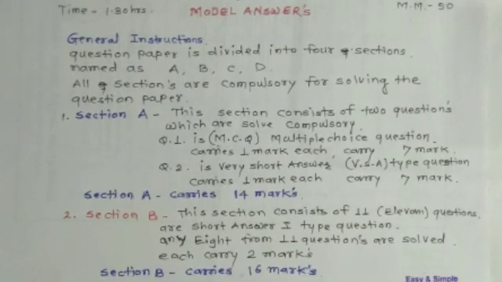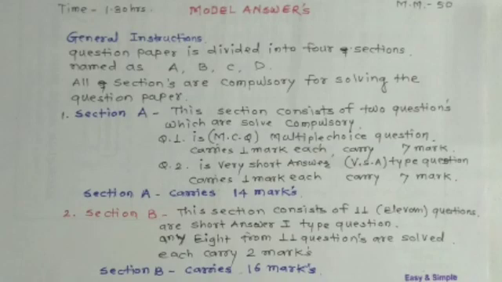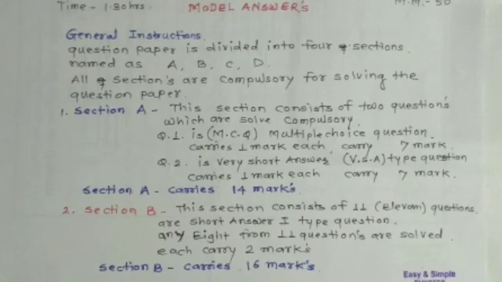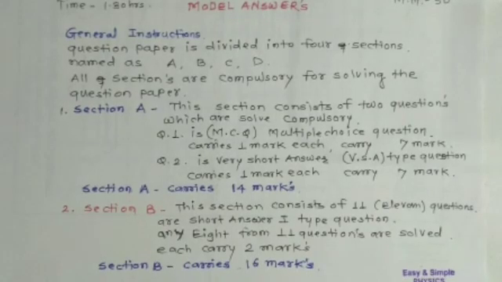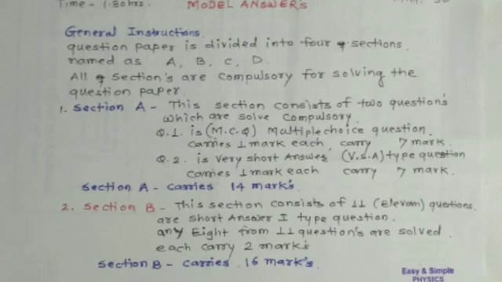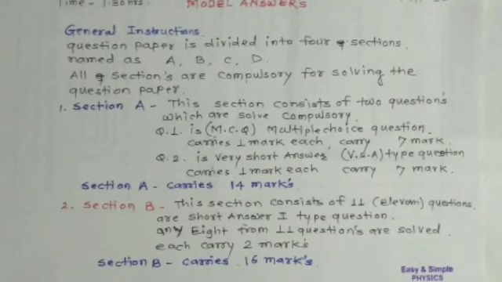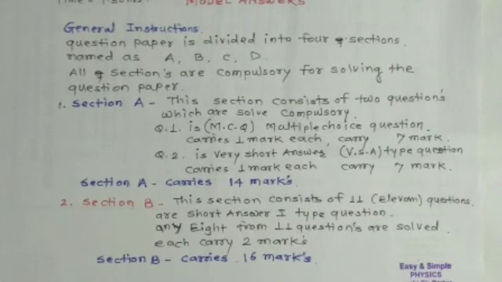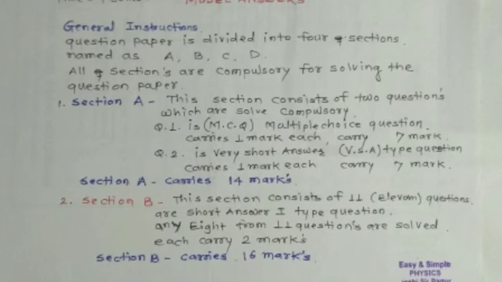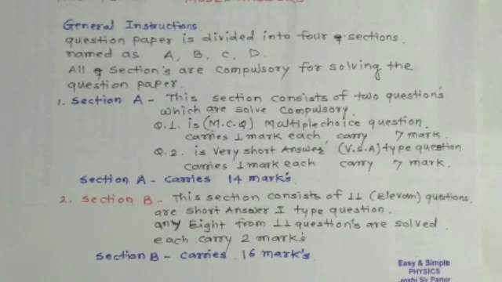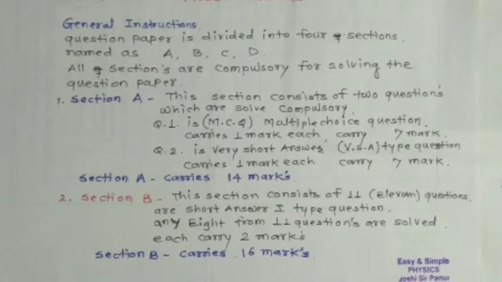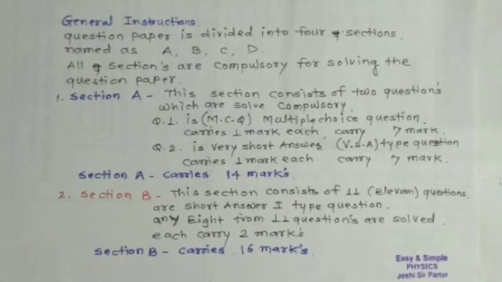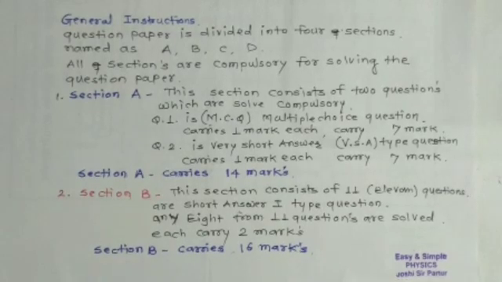Similarly, section B consists of 11 questions. These questions are short answer 1 type questions. Each question carries 2 marks. Only 8 questions can be solved from 11 questions. Section B carries 16 marks. So, sections A and B carry 30 marks for the first terminal examination.